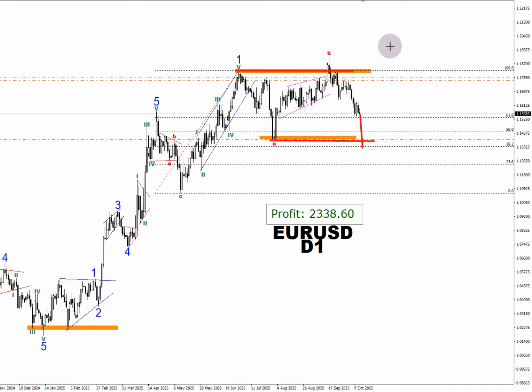If you clearly understand the specific type of correction it is, you will first determine where wave C will conclude, and in the case of a regular correction, wave C typically ends below the level of wave A. Secondly, you'll have a clear idea of where this market correction is likely to finish, and from that point, a new upward price impulse should ideally begin.